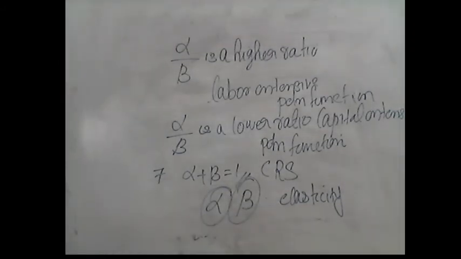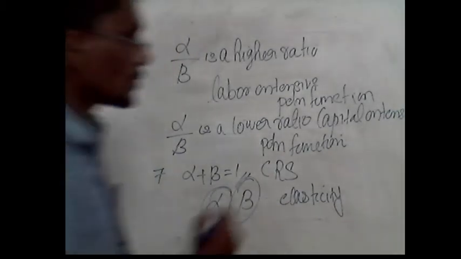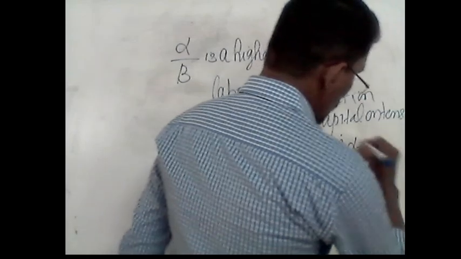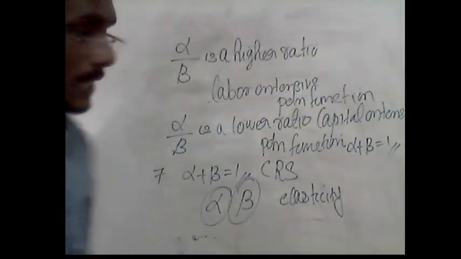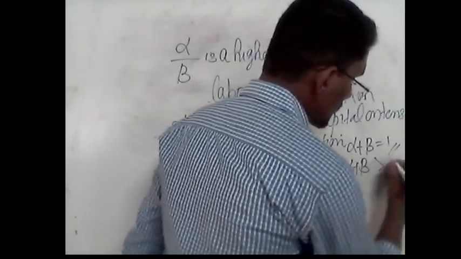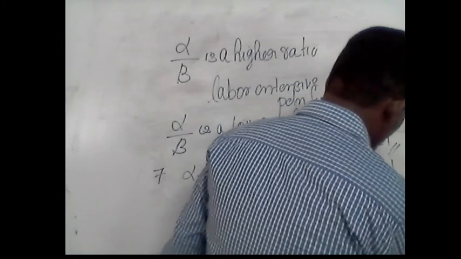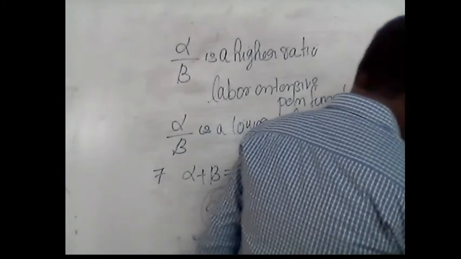And next, this production function helps us to study the different laws, that is the returns to scale. Here, alpha plus beta is equal to 1. This is a constant returns to scale case. And if alpha plus beta is greater than 1, which means that there is an increasing returns to scale.